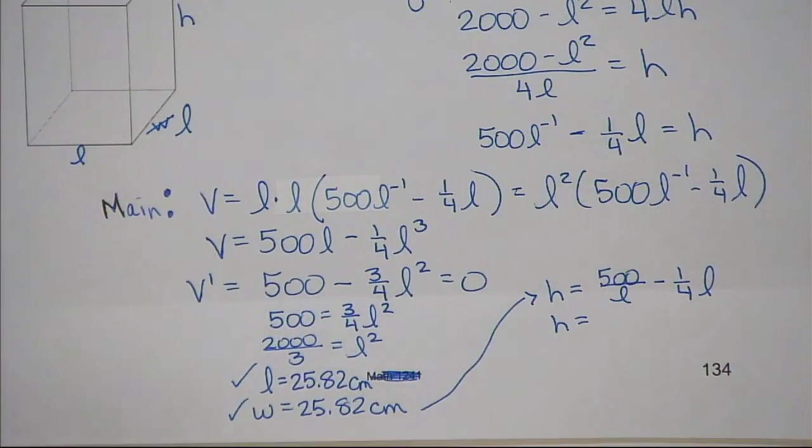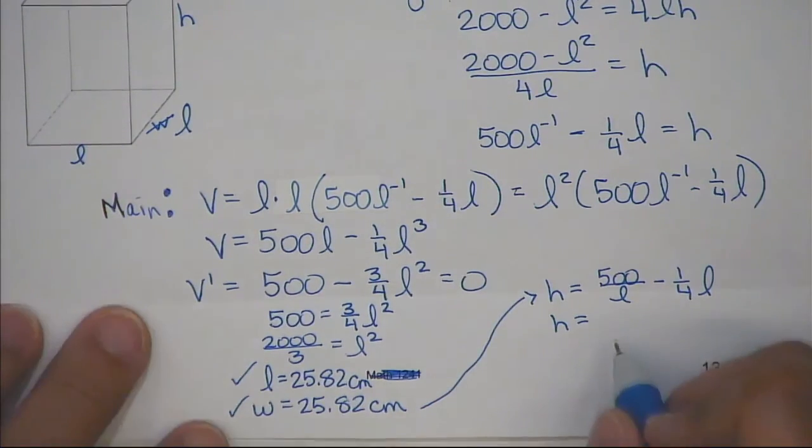Okay, so 500 divided by 25.82 minus 0.25 times 25.82 should give you 12.91.